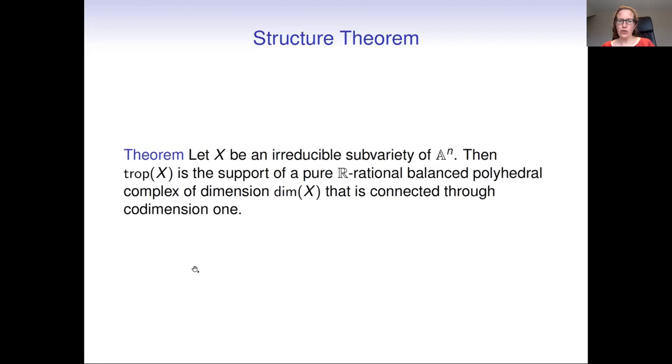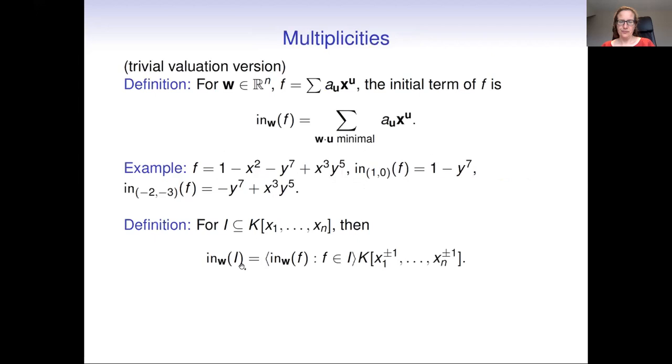Okay, so let me tell you where the weights came from. These are the multiplicities. We're going to just focus on the trivial valuation case. Okay, sorry, I see a few more questions. So a tropical cycle is the set with the weights. Remember, it's remembering the weights. And the polyhedral complex will be contained in a vector space. If we're starting with a subvariety of A^n, it will be contained in R^n or R-bar^n.